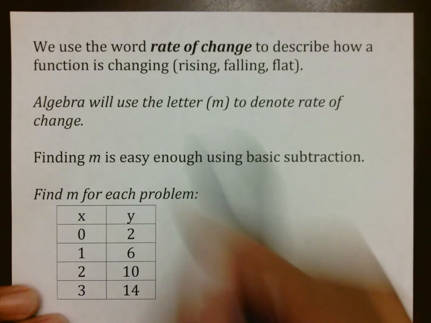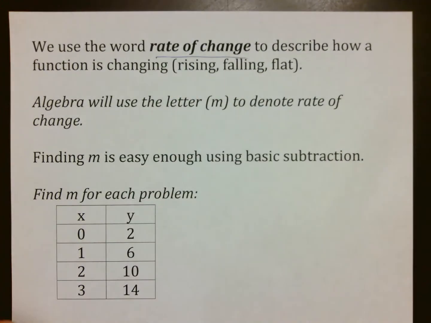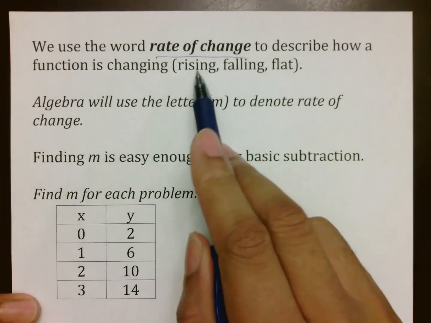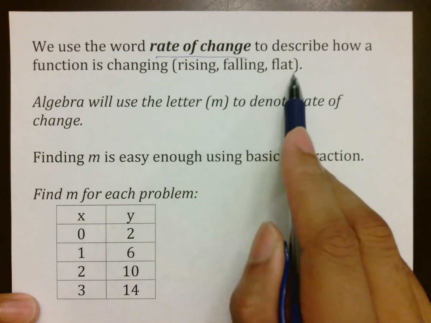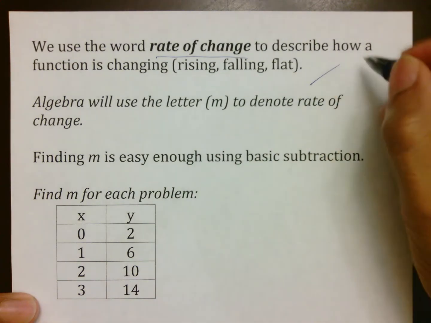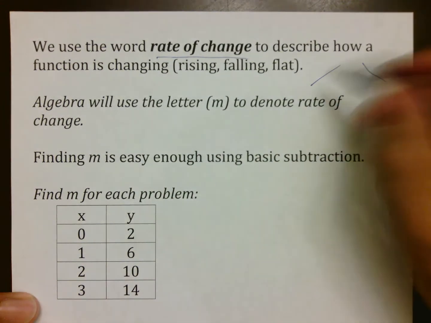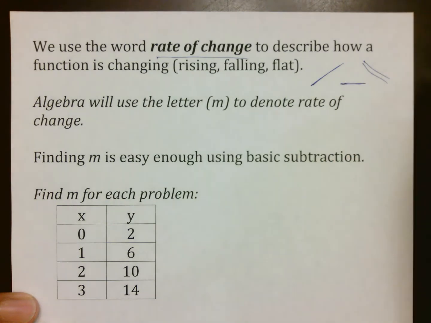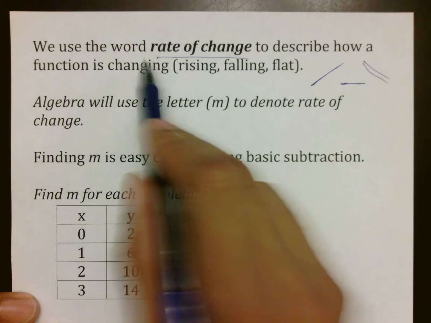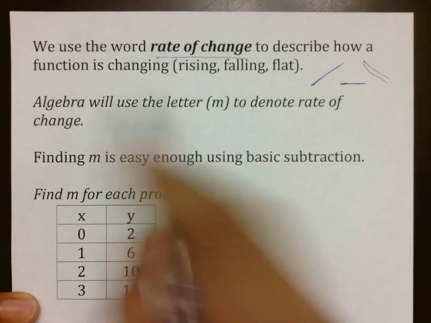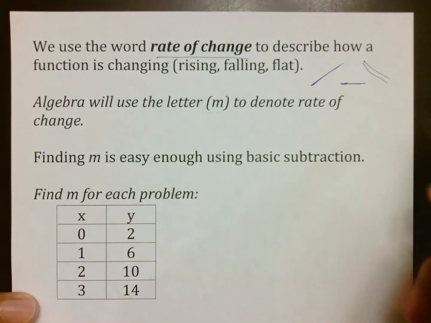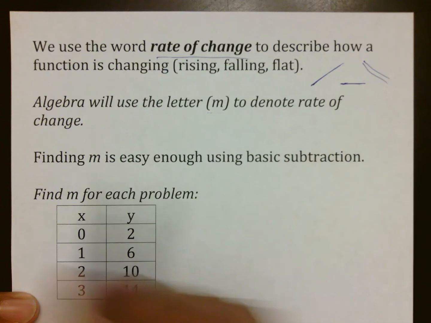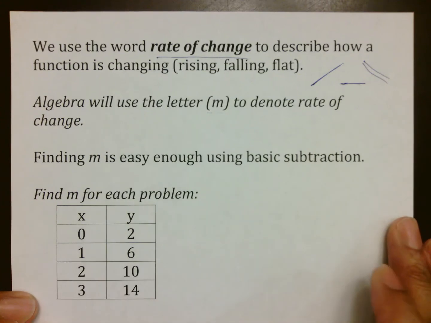We used the word rate of change. That's the word we learned yesterday to describe how a function is changing. We talked about rising, falling, or flat with a slope of 0. A positive rate of change was going this way, a negative rate of change going that way, 0 rate of change going that way. We're not going to use that full phrase to denote rate of change. Instead, algebra uses the letter M to denote rate of change. Finding M is easy enough using basic subtraction.